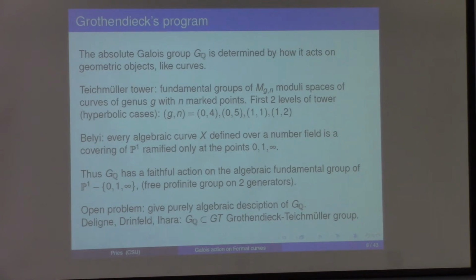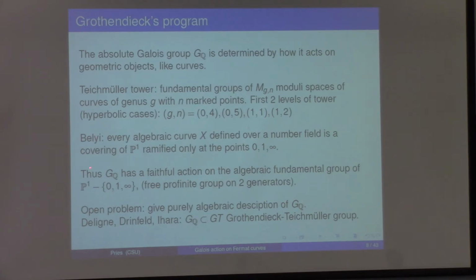Okay, so Grothendieck had a different perspective on trying to understand this absolute Galois group. His perspective was, rather than trying to build field extensions that have a certain Galois group, we should instead try to understand this group by how it acts on geometric objects. In particular, he looked at geometric objects like curves. So there's a lot of research about fundamental groups of moduli spaces of curves of genus g with n marked points, and certain important levels of this Teichmuller tower involve cases where the genus is just 0 or 1 and the number of points is small.